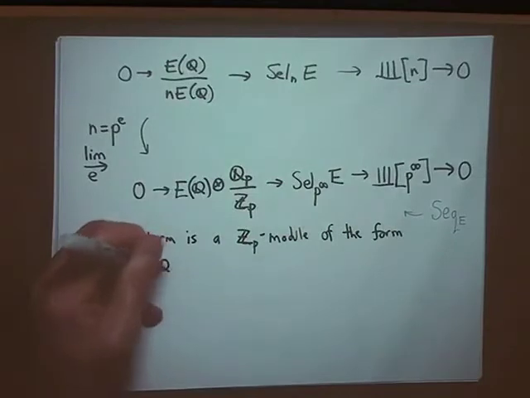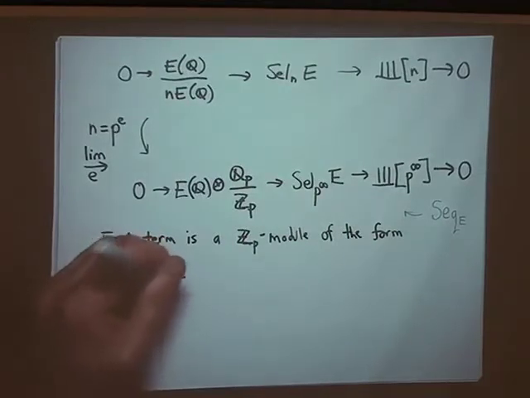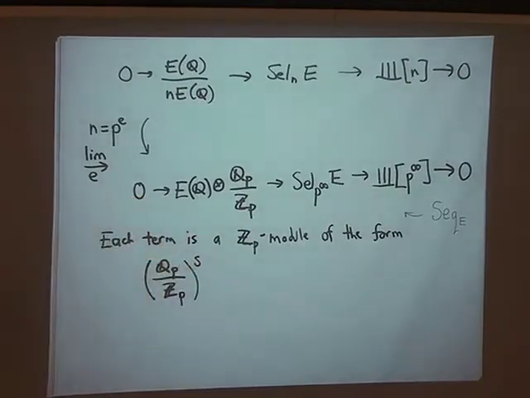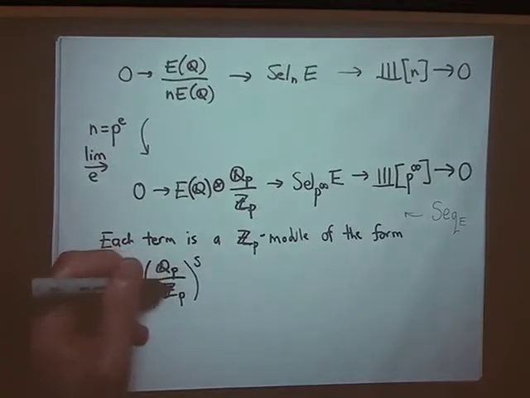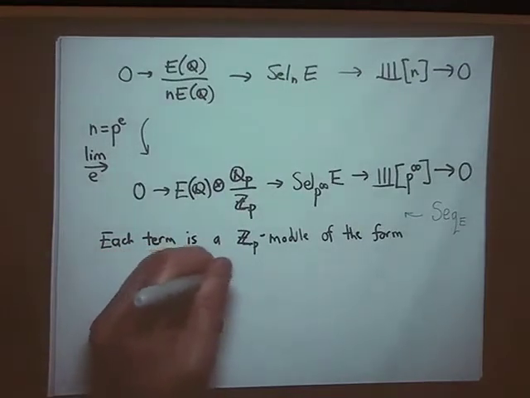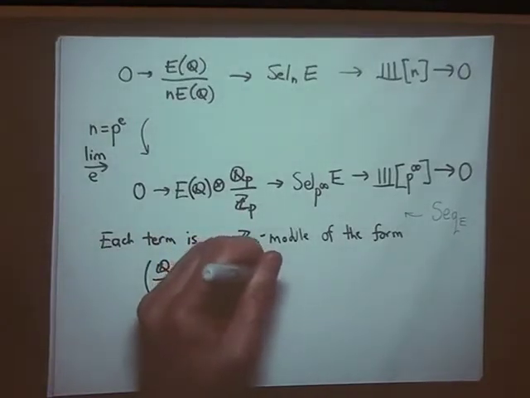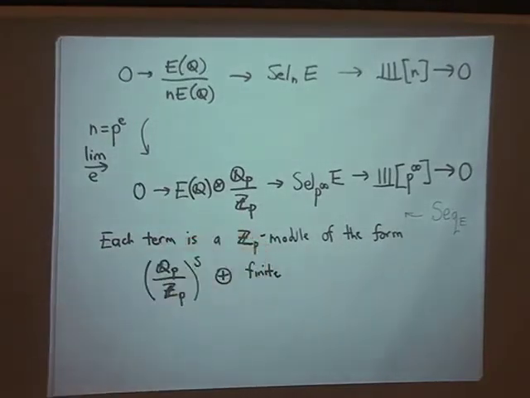Each one is what's called a module of cofinite type, which means its Pontryagin dual is finitely generated. More concretely, it looks like (Q_p/Z_p)^s, where s is some non-negative integer, plus a direct sum with some finite abelian p-group. And in fact, some of them are even simpler than that.